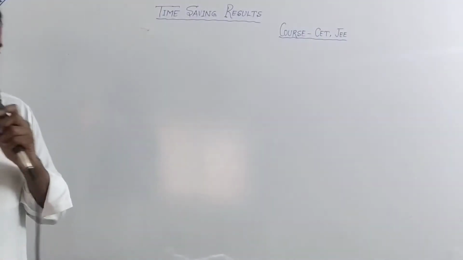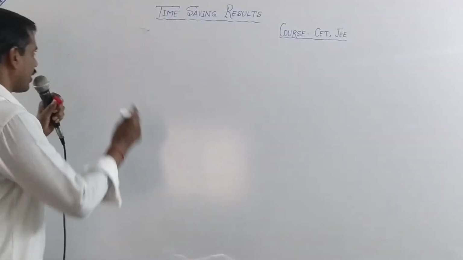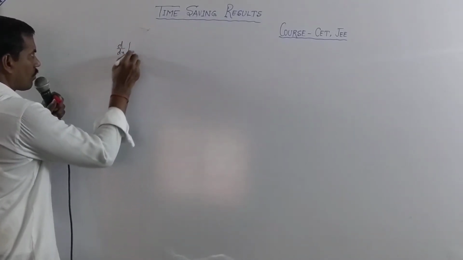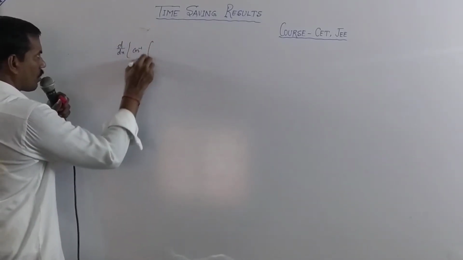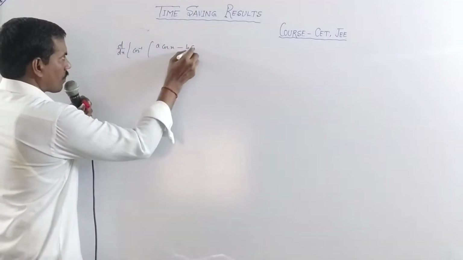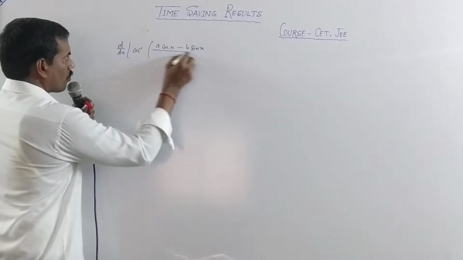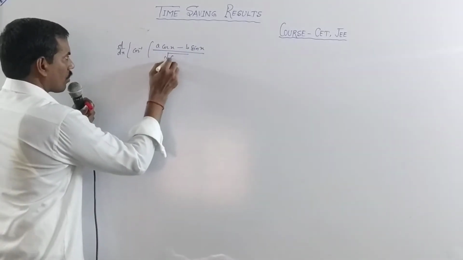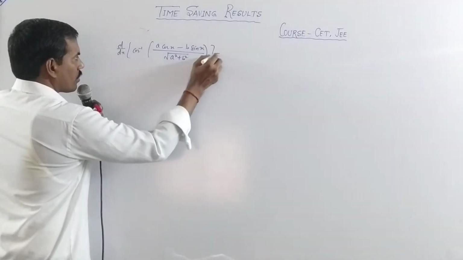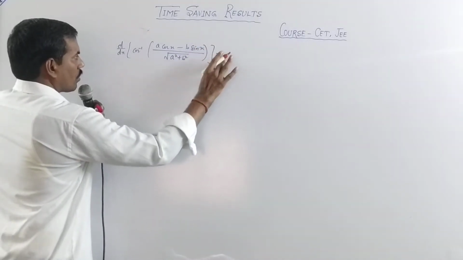Students, our next time saving result can be written as d by dx of cos inverse of (a cos x minus b sin x) whole divided by under root of a square plus b square is equal to 1.